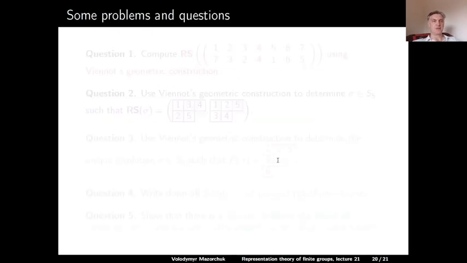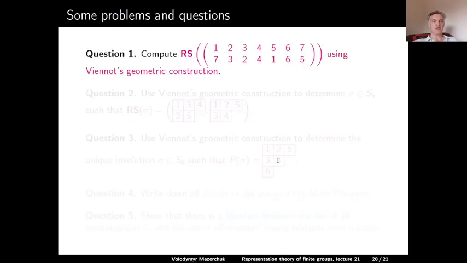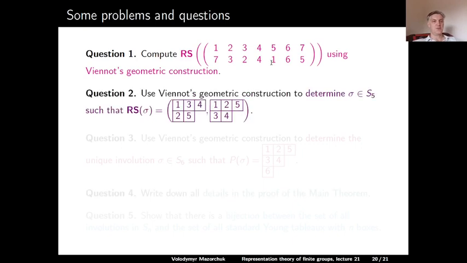So let us finish with some problems and questions. Question number 1. Compute the Robinson-Schensted correspondent for the permutation 7 3 2 4 1 6 5 in S_7 using Viennot's geometric construction. Question 2. Use Viennot's geometric construction to determine sigma in S_5, whose Robinson-Schensted correspondent is a pair of the following tableaus of shape 3, 2.